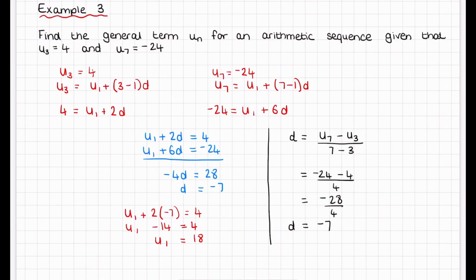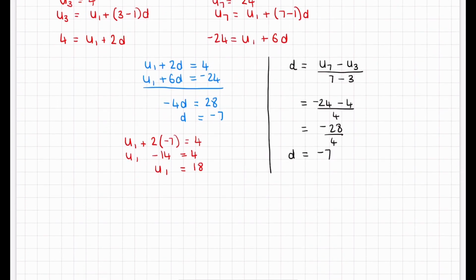And then from there we can just write it into our general form. So we'd have un equals 18 plus (n minus 1) multiplied by negative 7. And then you can expand and simplify that if you wish.